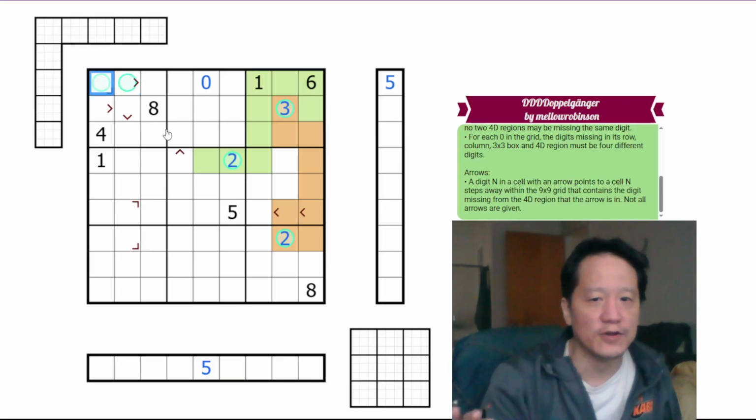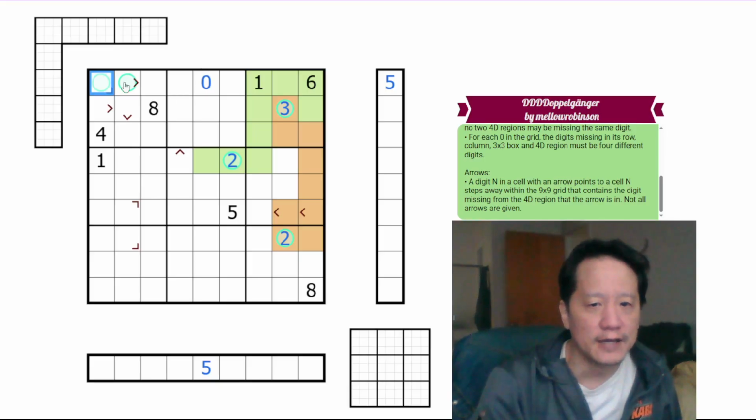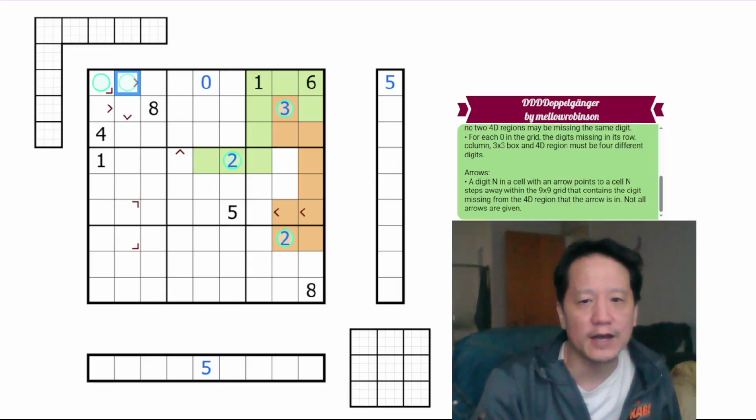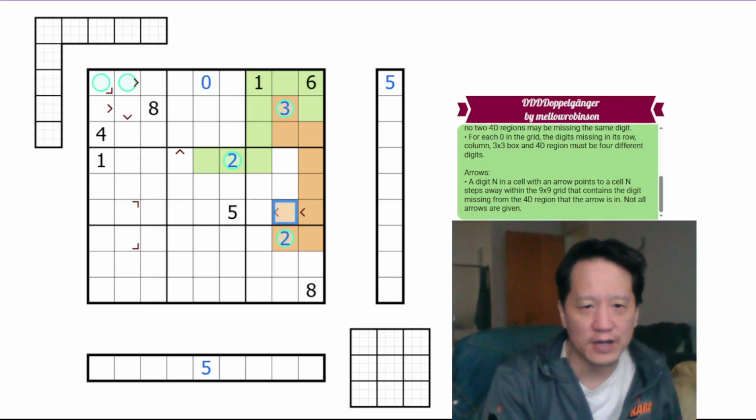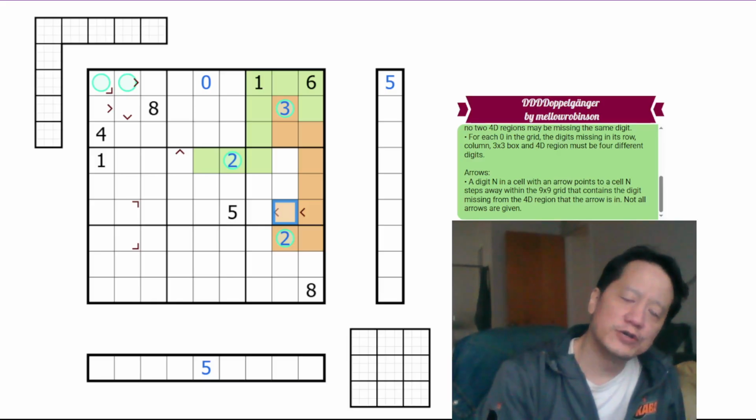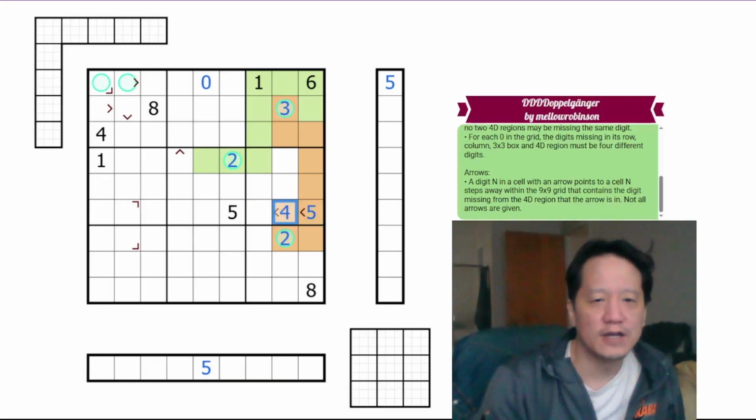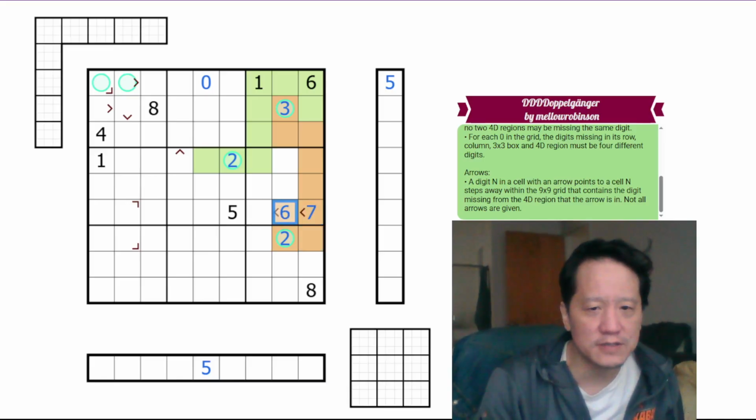Not all arrows are given, but the digit n in a cell with an arrow points to a cell n steps away. So say we had, this is an arrow. Actually, let's use the one we already have. So we could have something like a 4 and, well, can't have 5. We could have a 6 and a 7 here. So 6, wait, yes, that does work. 1, 2. So say we were missing an 8 in the orange 4D region.